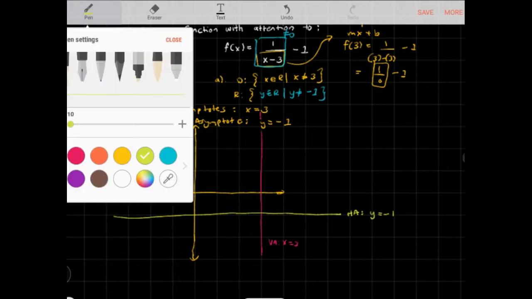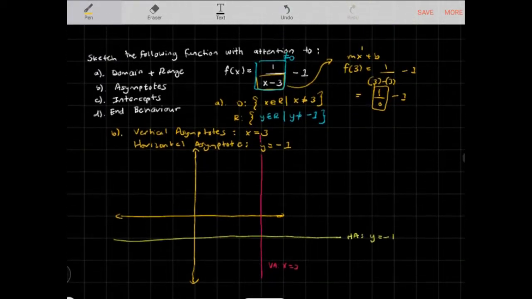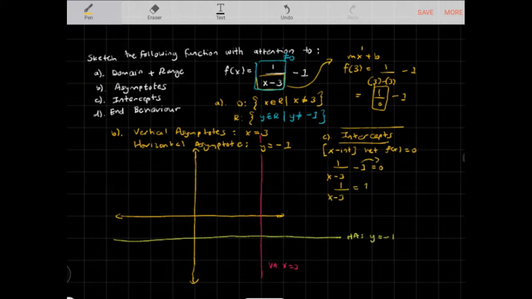Now, the next thing you want to do here is also find the intercepts. So I'm going to take a look at part C here. I'm looking at my intercepts. You want to look at your x-intercept and your y-intercept. So I'm going to start off by finding my x-intercept. We know that the x-intercept exists when the y value is 0. So I'm going to let f of x equal 0. If I let f of x equal 0, I get 1 over x minus 3, minus 1, is equal to 0. I'm going to move the 1 to the other side. You get 1 over x minus 3 is equal to 1.